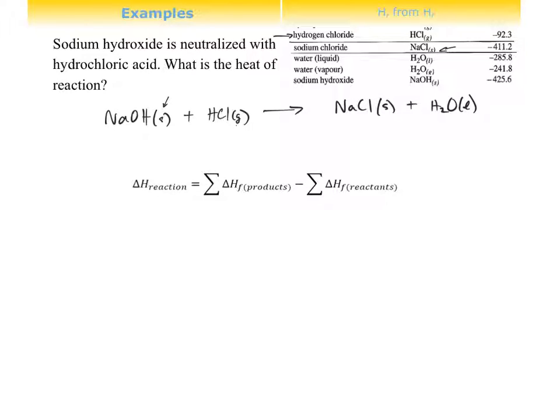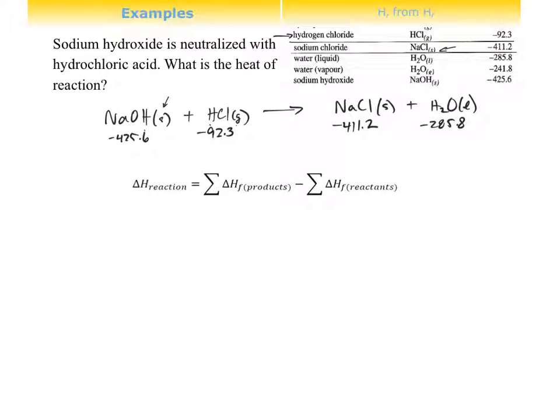See if it's balanced. 1 sodium, 1 sodium, 1 chlorine, 1 chlorine, 2 hydrogens, 2, yep, balanced. Then it says to write down the heats of formation underneath each one of those. So sodium hydroxide is negative 425.6. Hydrogen chloride, negative 92.3. Sodium chloride over on this side, negative 411.2. And water as a liquid, notice that water's got a liquid and a vapor, is negative 285.8.